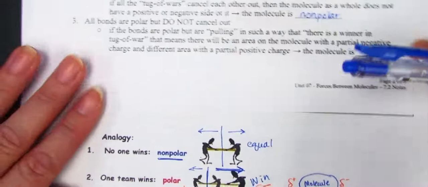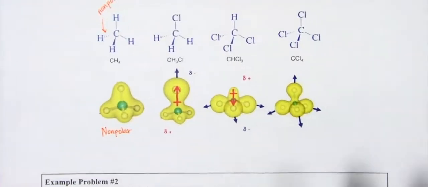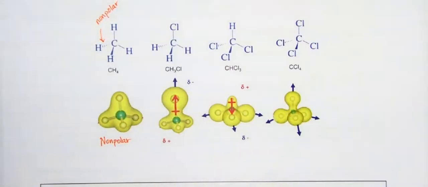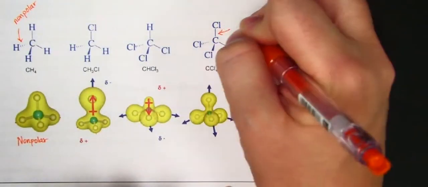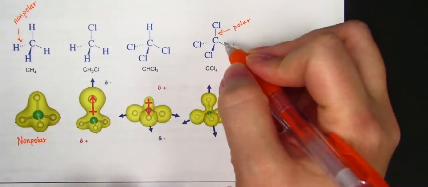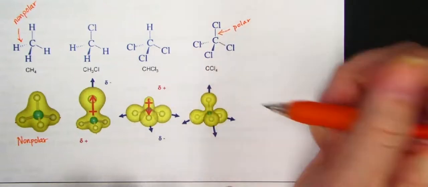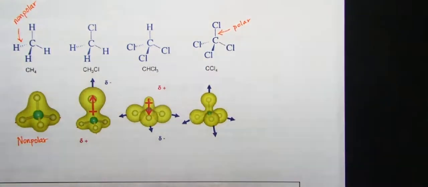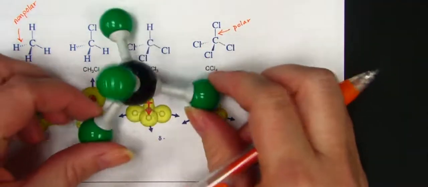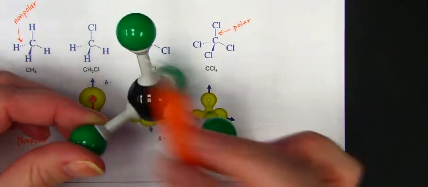So here I have polar bonds. All of these are polar. The carbon chloride bonds, there's 4 of them, and they're all polar bonds. So it looks like this: I have carbon in the center and chlorine on the outside.